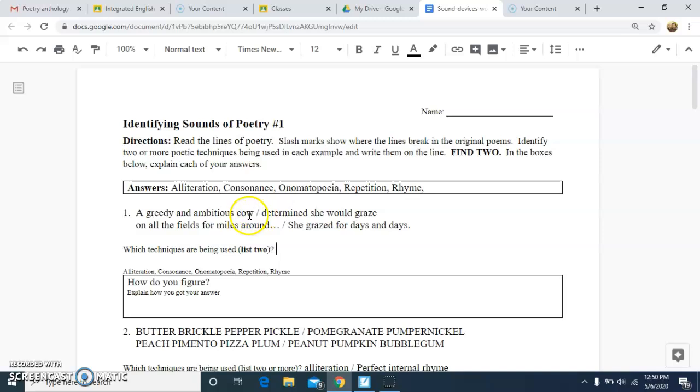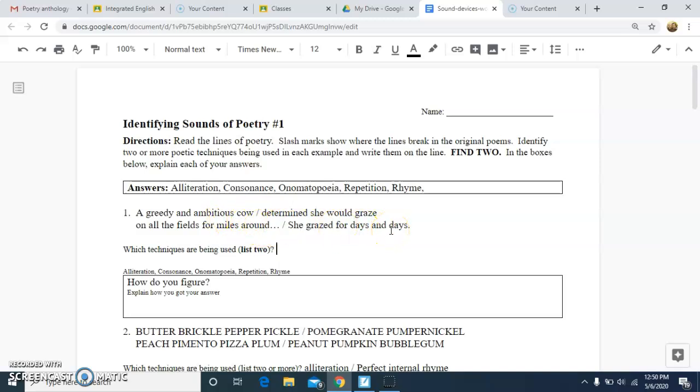Okay, so our line breaks here, right? These backslashes tell me this is the end of line 1. This line break here tells me this is the end of line 2. So I don't see any rhyming there. And then this is the end of line number 3. I don't see any, cow doesn't rhyme with days and around doesn't rhyme with days.